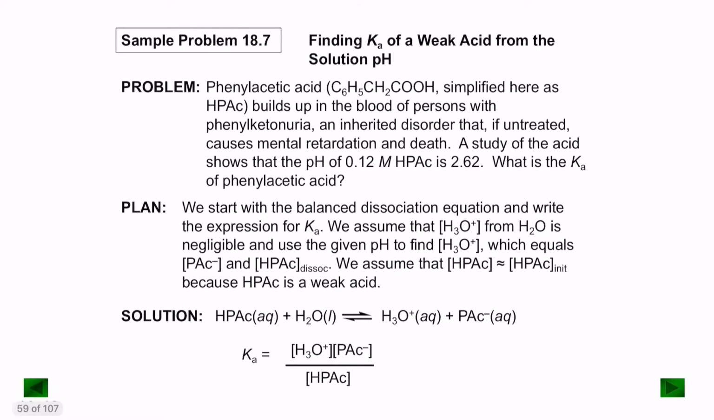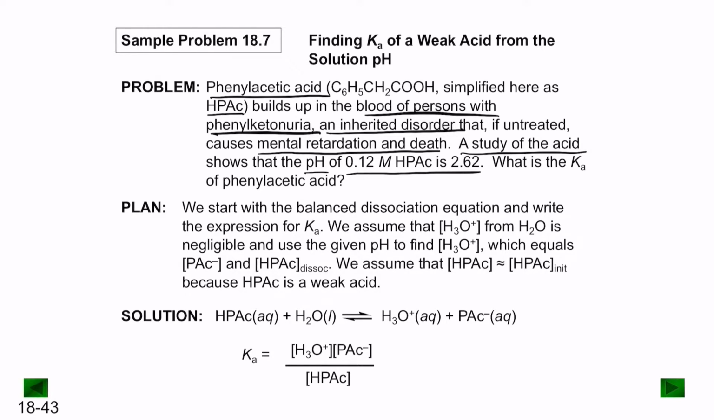So let's start with the first problem. So what is given here? You have phenylacetic acid, simplified here as HPAC, which builds up in the blood of persons with phenylketonuria, an inherited disorder that if untreated causes mental retardation and death. A study of the acid shows that the pH of 0.12 M HPAC is 2.62. So what is the Ka of phenylacetic acid?